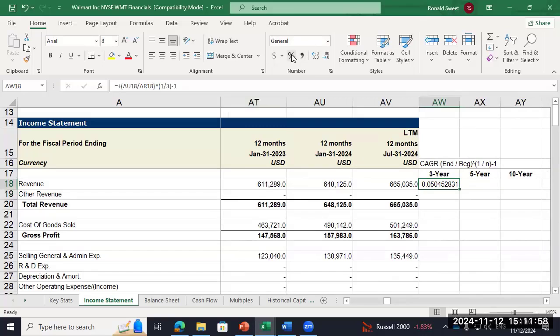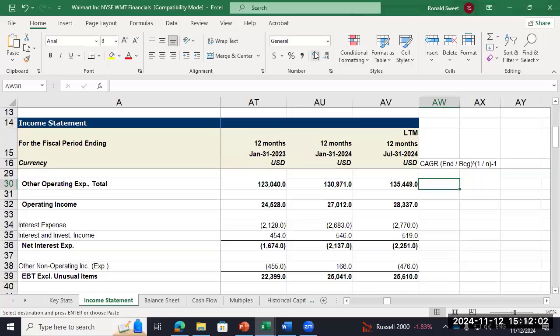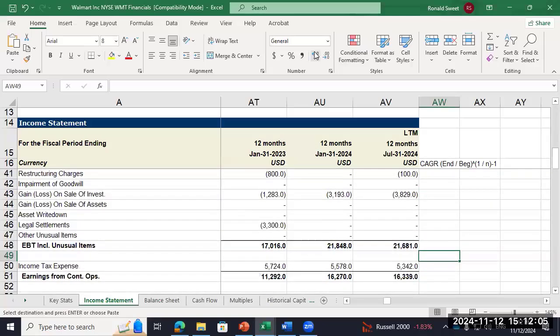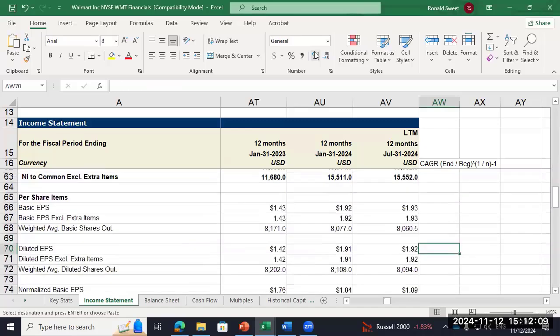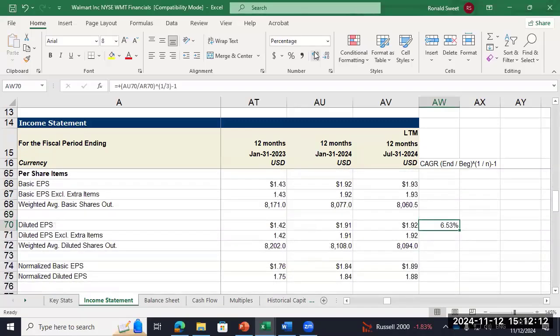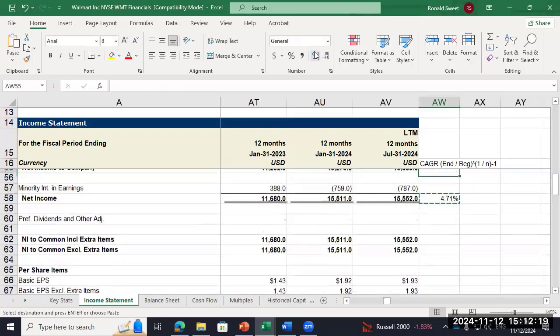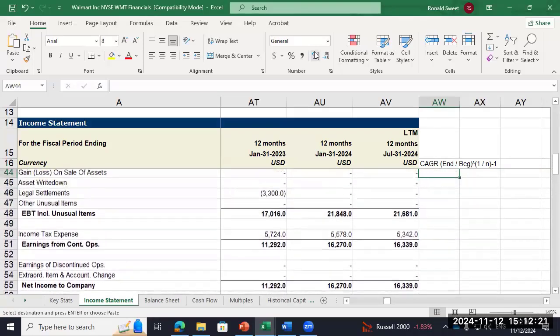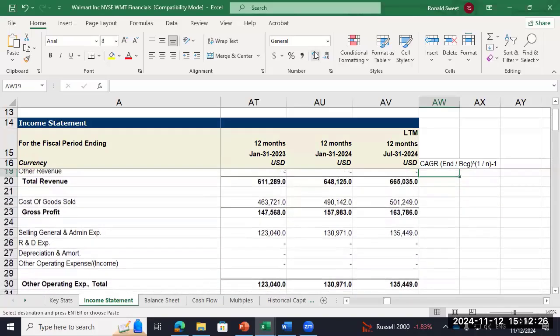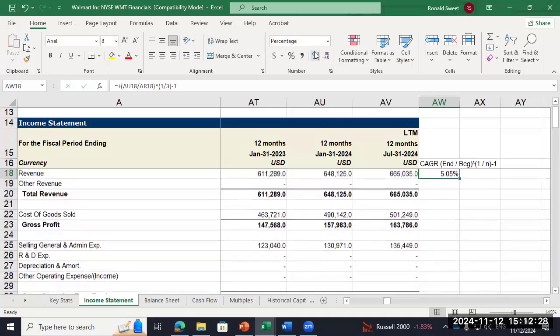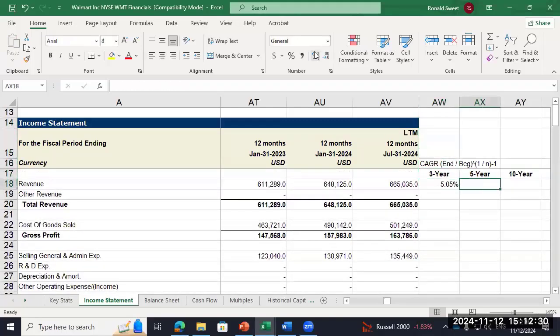So their revenues have grown 5%. Their net income has grown 4.7%. And their earnings per share have grown 6.53%. Why so much higher? That might be because they're buying some of their stock back. You could also do EBITDA. They have EBITDA, they have EBIT. I don't see EBITDA, so there's the 3-year.